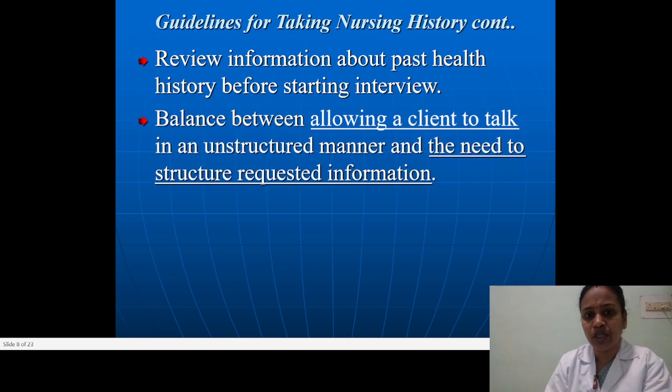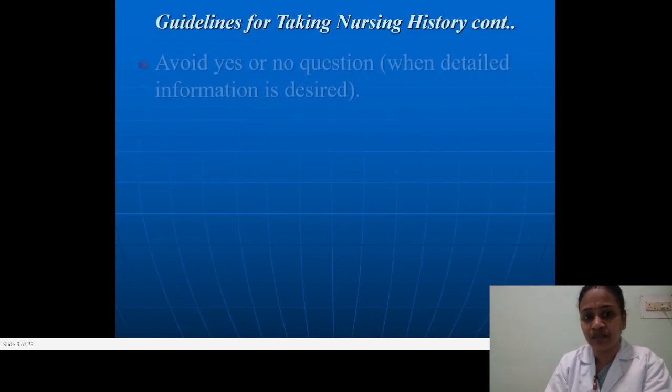The other guidelines include reviewing the information about the past health history before starting an interview. That is most essential. What are the past problems that the patient has? Always balance between allowing a client to talk in an unstructured manner and the need to structure requested information, which means you can allow the patient to talk in an unstructured way, though they may give unwanted answers. So you try to balance as a nurse and a physician, between unstructured talk and the structured information which we need.